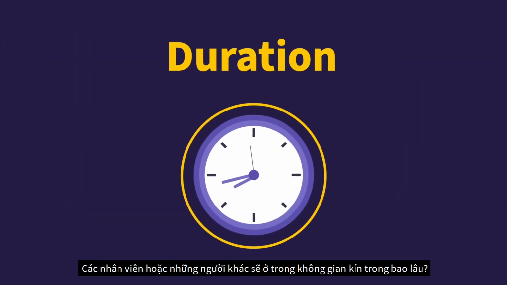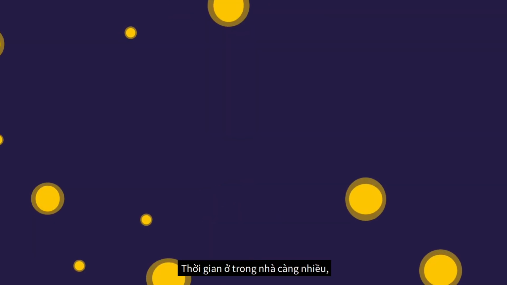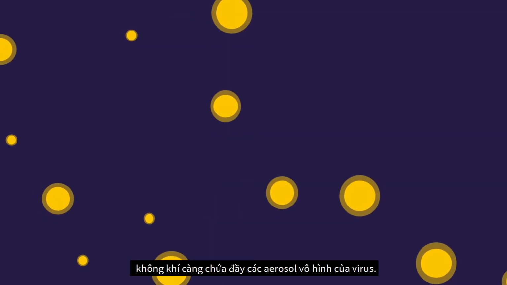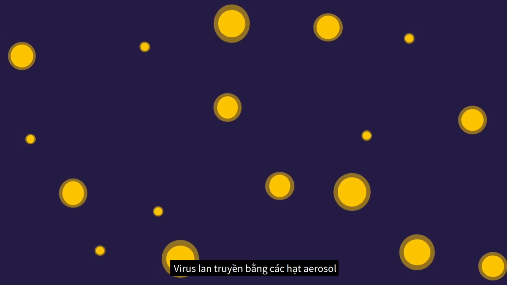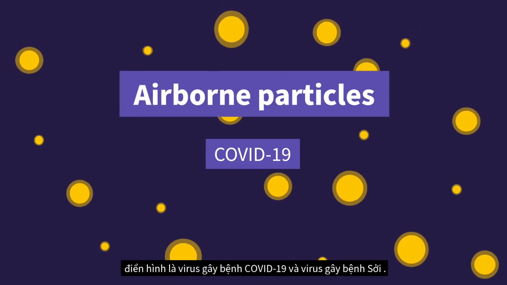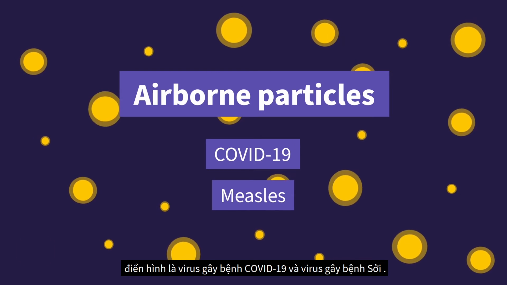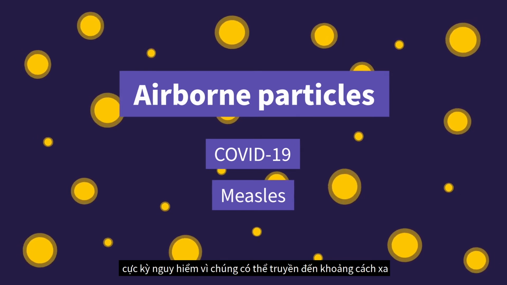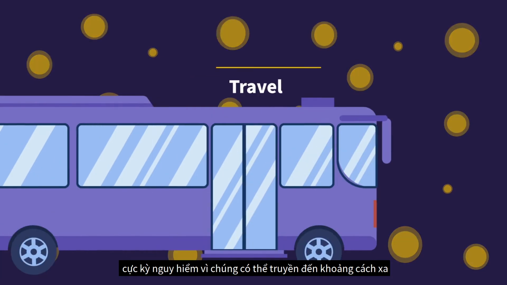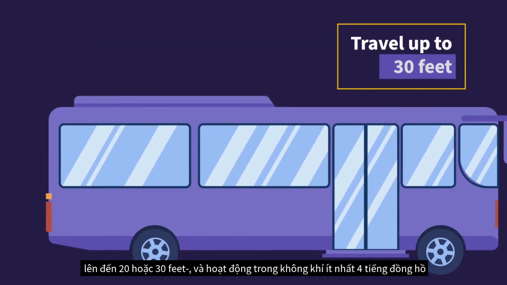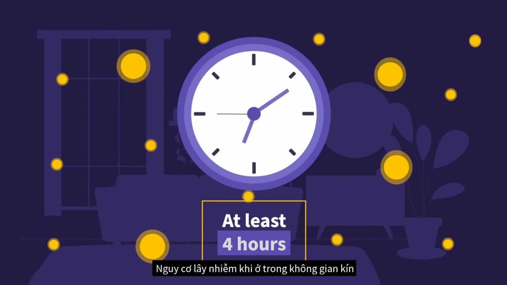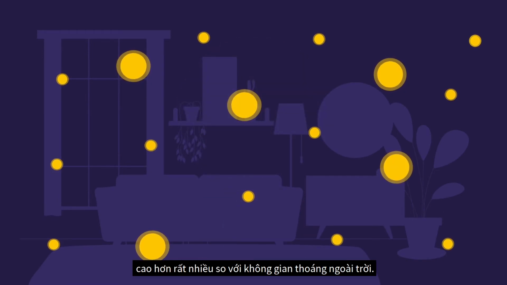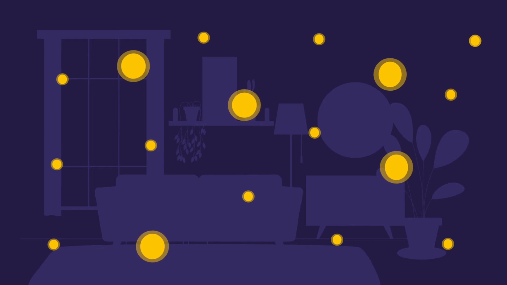Duration. How long will the employee or others be indoors? The longer time spent indoors, the more the air becomes filled with invisible airborne particles. Viruses that transmit as airborne particles, such as the viruses that cause COVID-19 and measles, pose a significant risk as they can travel long distances, up to 20 to 30 feet, and stay active in the air for at least 4 hours. The risk of transmission while indoors is much higher than in outdoor spaces.